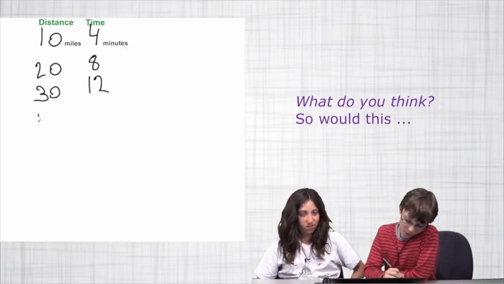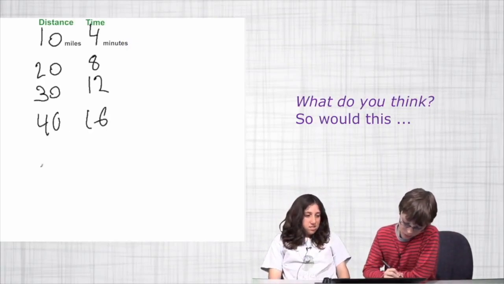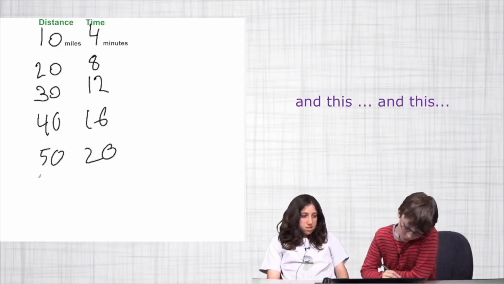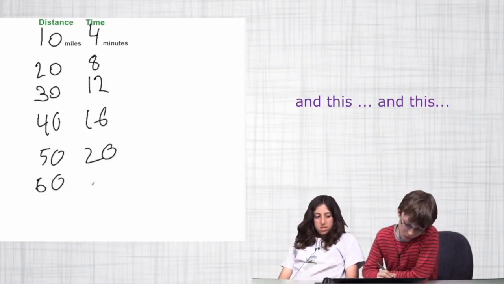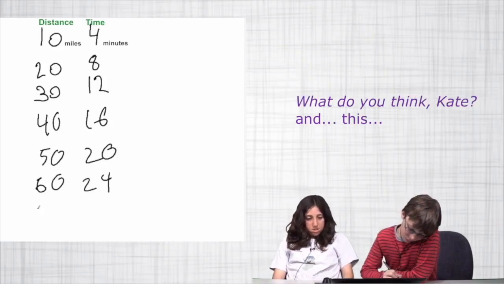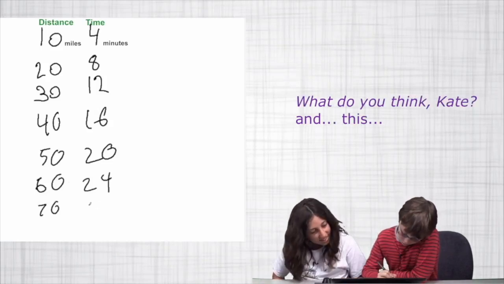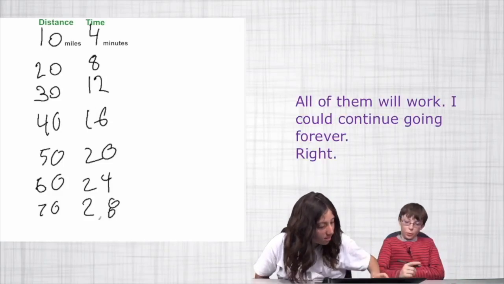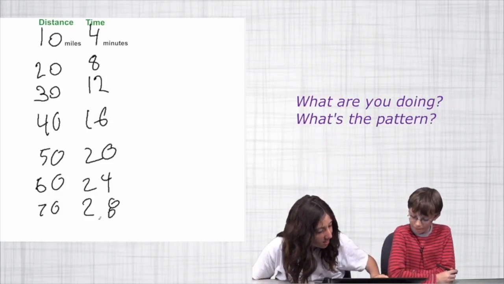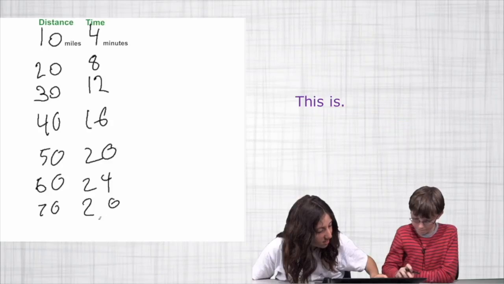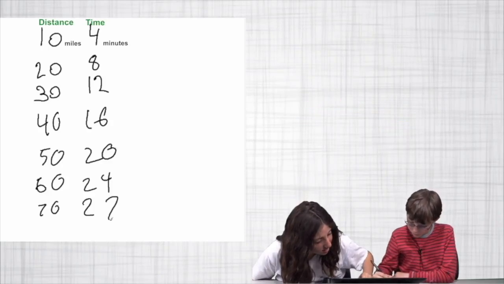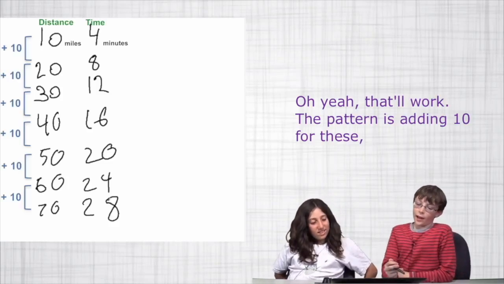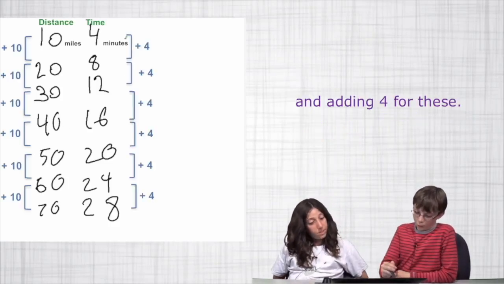What do you think, Kate? All of them would work. I could continue going forever. What are you doing? What's the pattern? What's the pattern, Christopher? Okay, so the pattern is adding 10 for these and adding 4 for these.